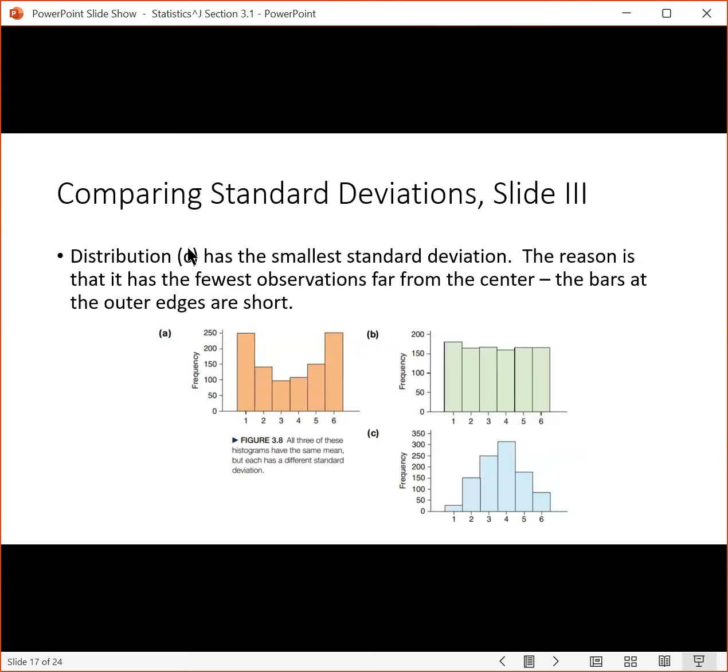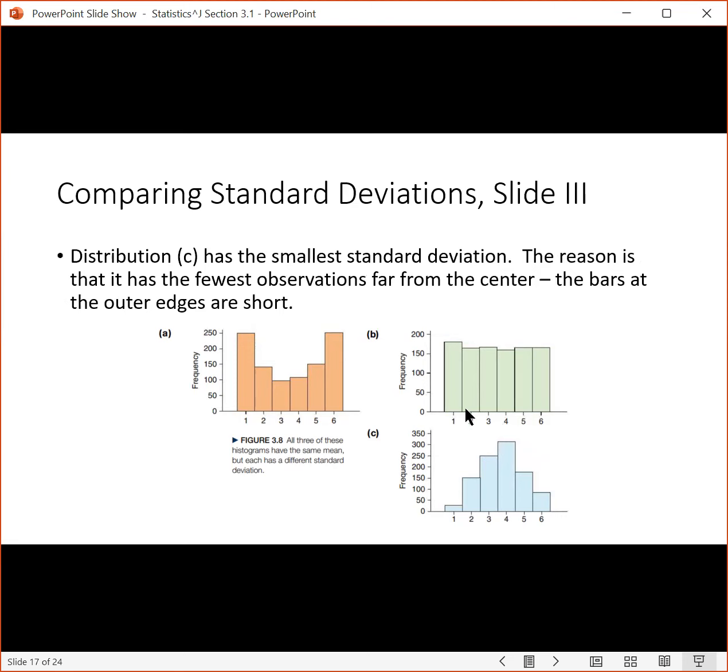And then based upon that, we can see that distribution C has the smallest standard deviation because the observations are clustered very close to the center and tail off as you move away from the center. The bars at the outer edges are short, so that means there are very few observations that are far from the center, and the bars at the center are very tall.